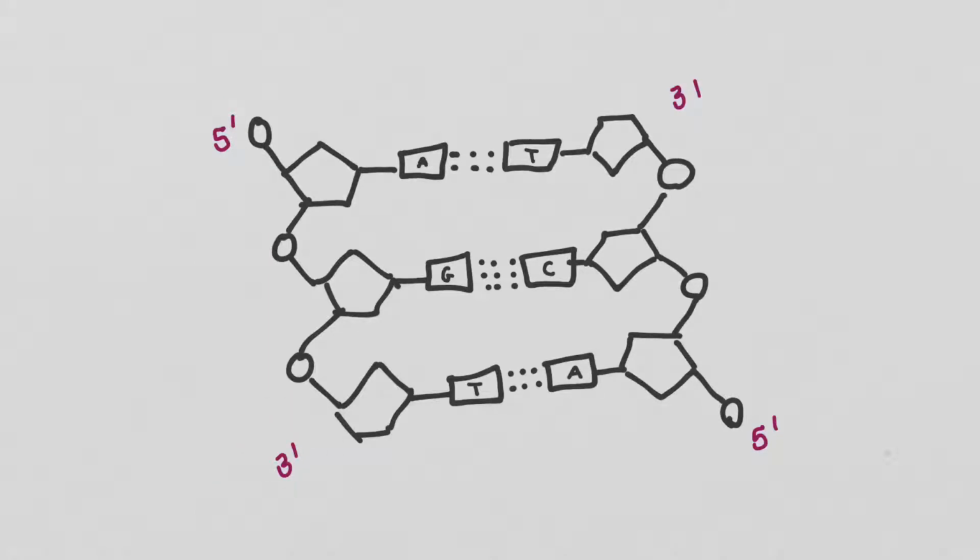The other strand is upside down, so this is the 3rd carbon, because you count 1, 2, 3. And down here is the phosphate, so that would be the 5th carbon. So this one runs from 3' to 5'.